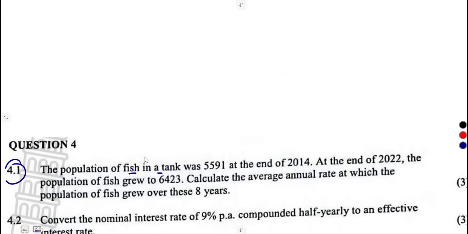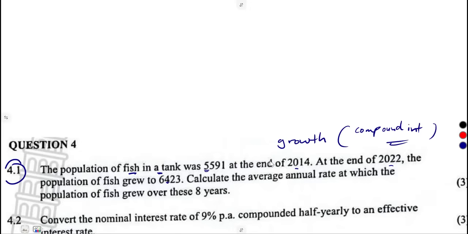Populations on the growth. So it can be growth and decay. We are given that the population was 5,591 at the end of 2014 and at the end of 2022, the population of the fish grew to 6,423. As we can see, this is bigger, so that's an increase. When it is an increase, it's a growth where you use the compound interest formula. It's a growth that you're talking about.